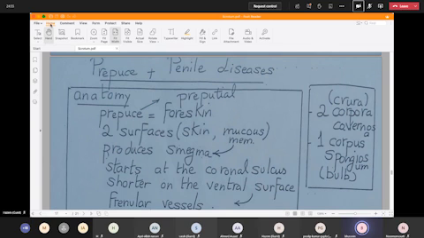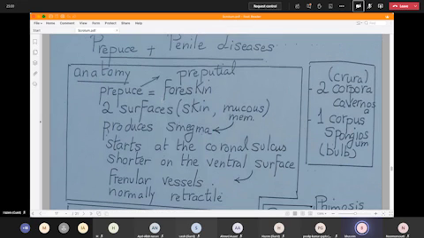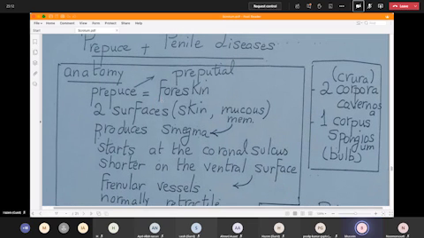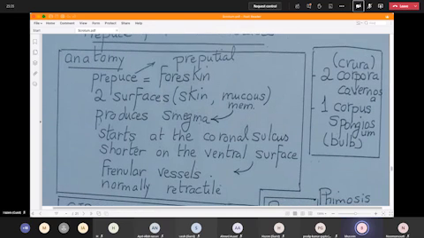The adjective from prepuce is prepucial. Prepuce is foreskin, two surfaces with smegma, starts at the coronal sulcus, short on ventral surface. We've seen these things. Normally retractile. Of course, penile anatomy: there are two corpora cavernosa and the corpus spongiosum. The two corpora cavernosa are present on the dorsum and the corpus spongiosum on the ventral surface. The corpus spongiosum very proximally becomes dilated and forms the bulb, where the bulbar urethra obviously resides. The corpus spongiosum, obviously, is the part through which the urethra travels.